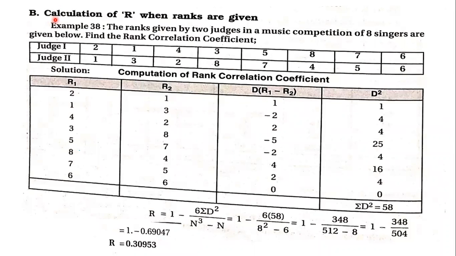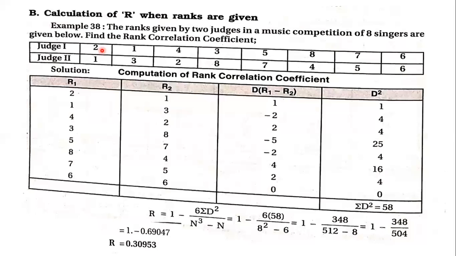Firstly, what is the situation? Calculation of R when ranks are given. When ranks are provided to you, what are you supposed to do? The ranks given by 2 judges in a music competition of 8 singers are given below. Find the rank correlation coefficient. So here the judges have given ranks for a music competition. And what are the ranks?